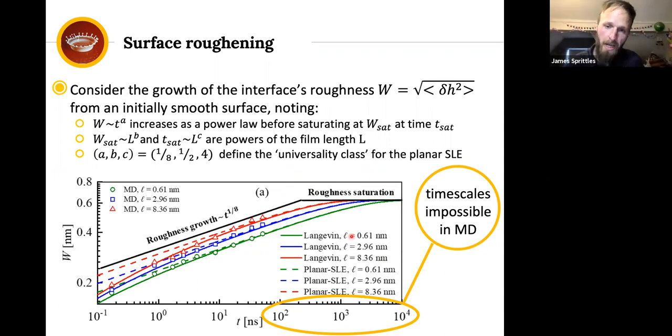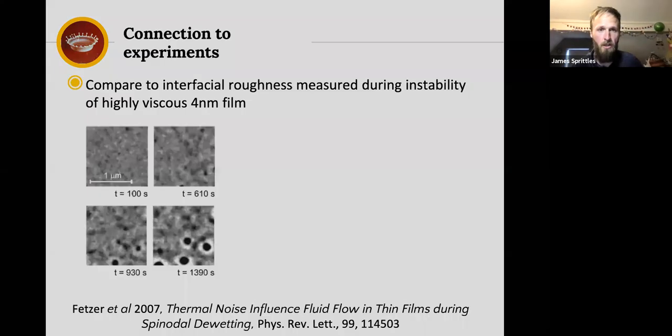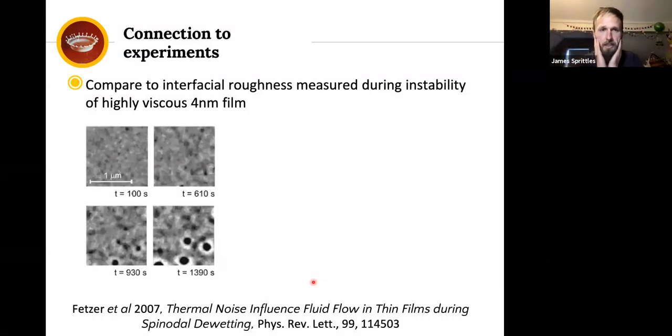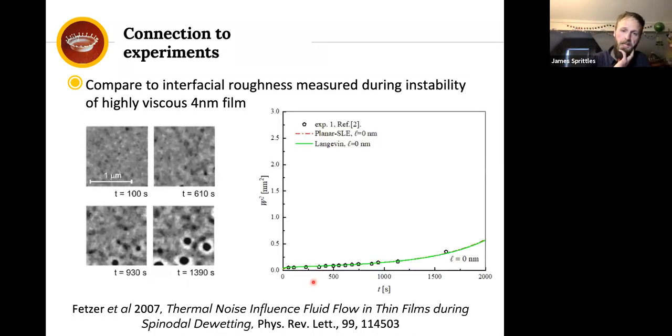So it's an interesting point, actually, that to saturate the interface, to saturate the roughness, you actually need times which can't even be accessed in MD. So what we'd really like to do is connect all this to experiments. And there is some possibility you could do that with these ultra viscous films, which has kind of been done before. So in this paper here in 2007, they look at the roughness growth of a thin film before it ruptures.